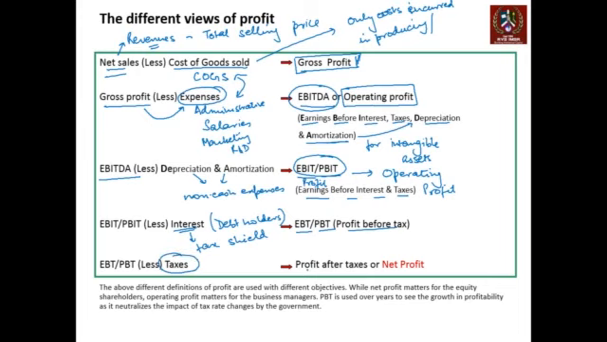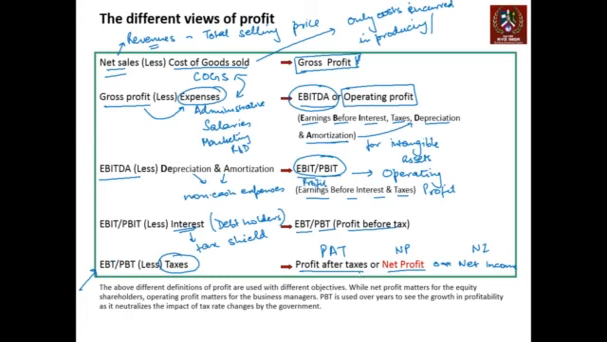After you remove the tax, you get profit after taxes, net profit, also known as net income of the business, right? So PAT or net profit or net income of the business is the final view of the profit. Now, there are different views, and as an analyst, you probably need to look at all of these, but sometimes certain specific parameters become more important for certain kinds of stakeholders.